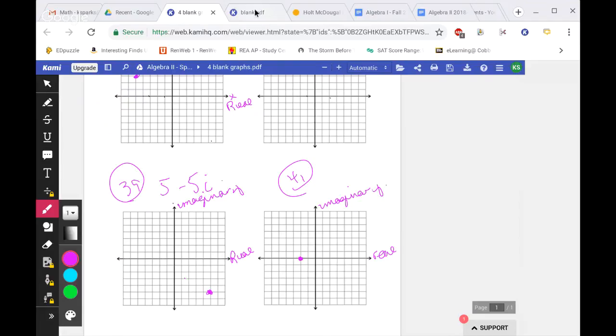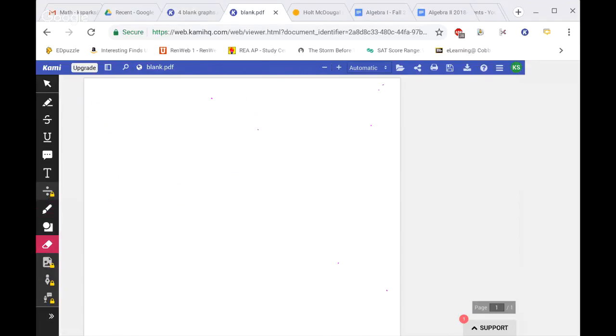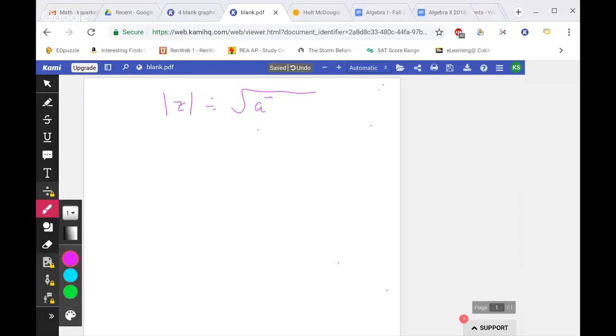Okay. So I'm going to go back over to my blank piece of paper. For the absolute value, the formula says that the absolute value of a complex number is equal to the square root of the real number squared plus the imaginary number squared. Because basically you're working with the distance.